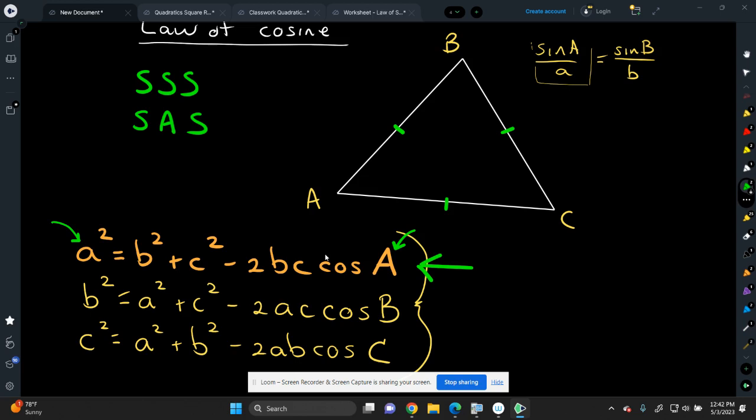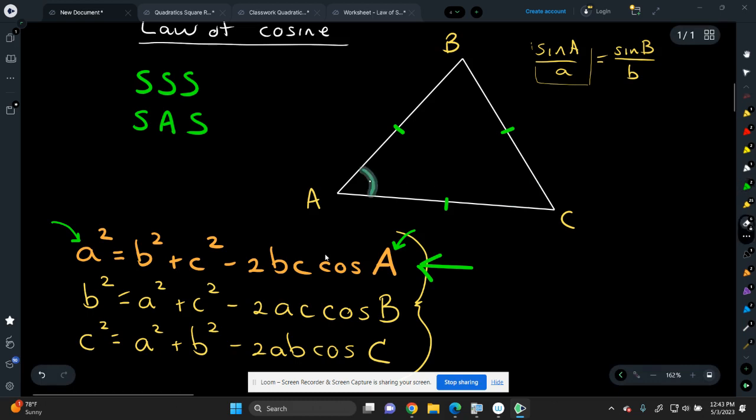Notice that if the given information includes two angles, I can't use the law of cosine, because I've only got a place for one angle. So just know your formulas and you can tell which one to use. It's kind of a no-brainer because you won't have the information otherwise. So let's look at an example.